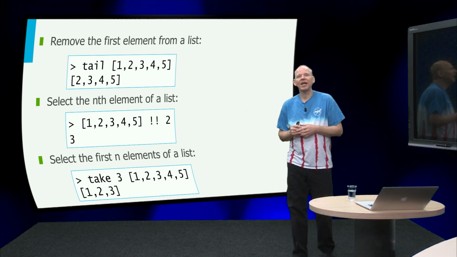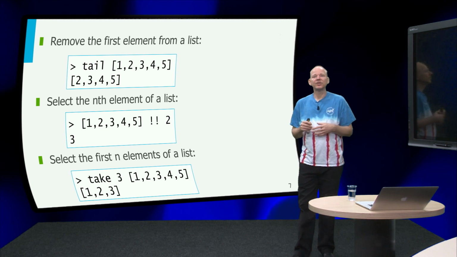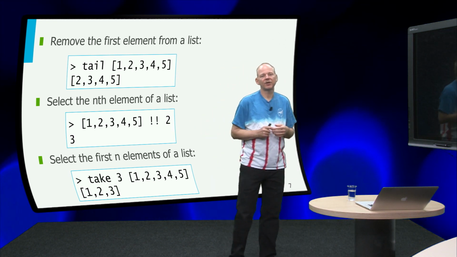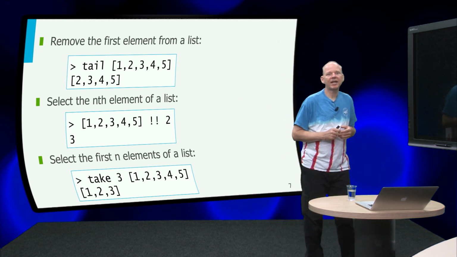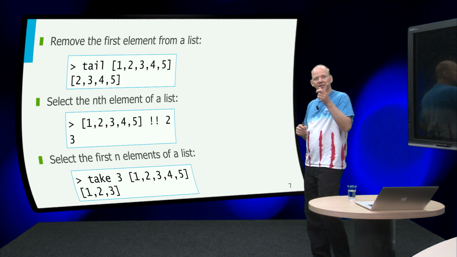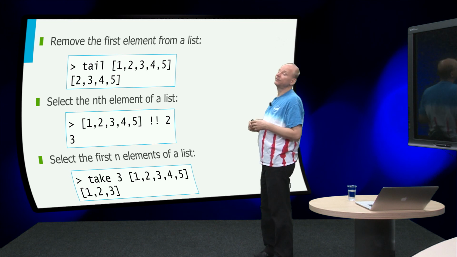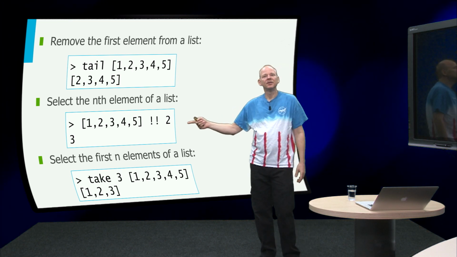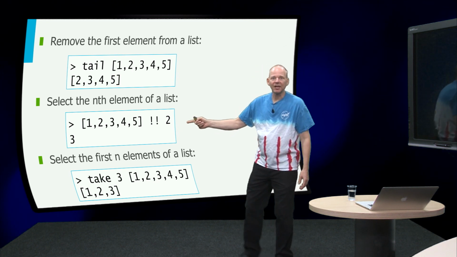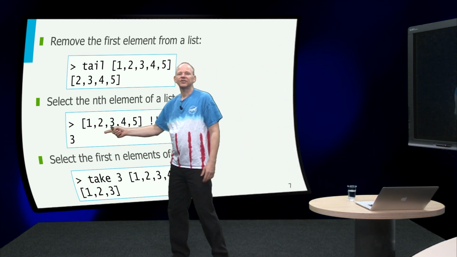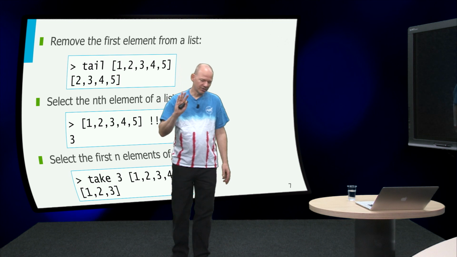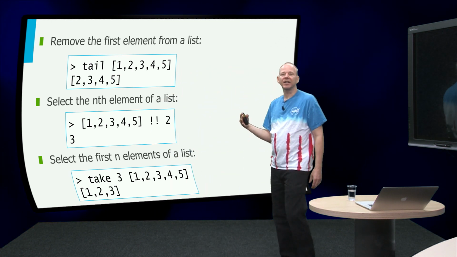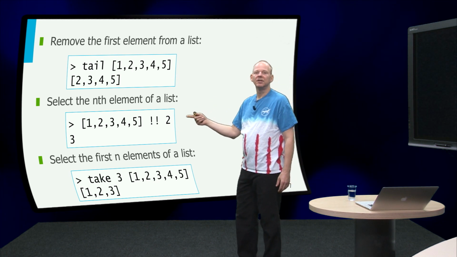We can also select an element of the list with this double exclamation mark operator. So if we want to select element 2 of the list [1, 2, 3, 4, 5], we get 3. So what do we learn from this? Well, that the first element of the list has index 0. Okay, so like it should be, Haskell starts indexing lists by 0.